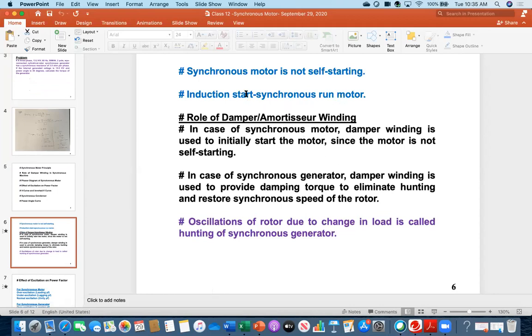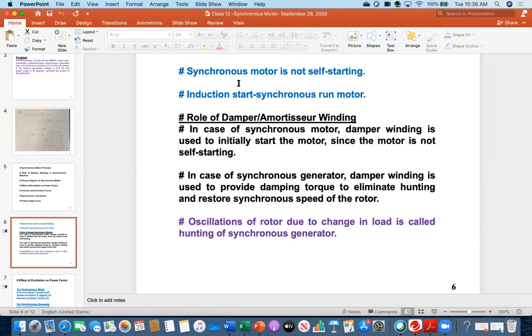Everybody see, I have written one thing. Synchronous motor is not self-starting. And I have written then the induction start, dash, synchronous run motor. So meaning that because synchronous motor is not self-starting, initially it can't start. But because it is a motor, somehow we have to rotate it. So that's why initially we need induction principle to start, and later it will run as a synchronous motor.